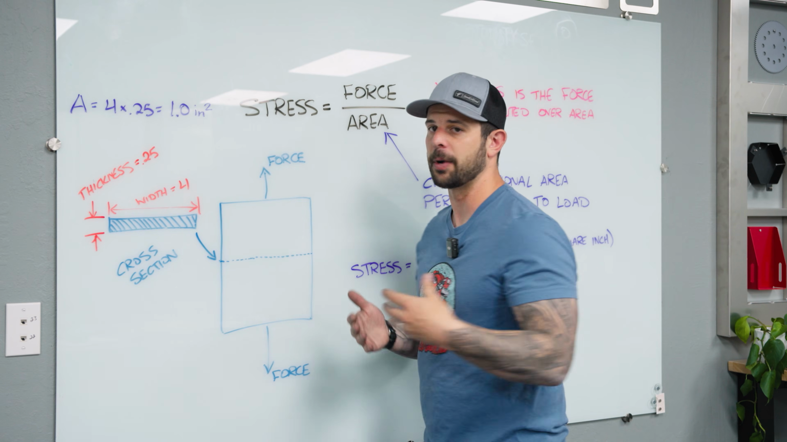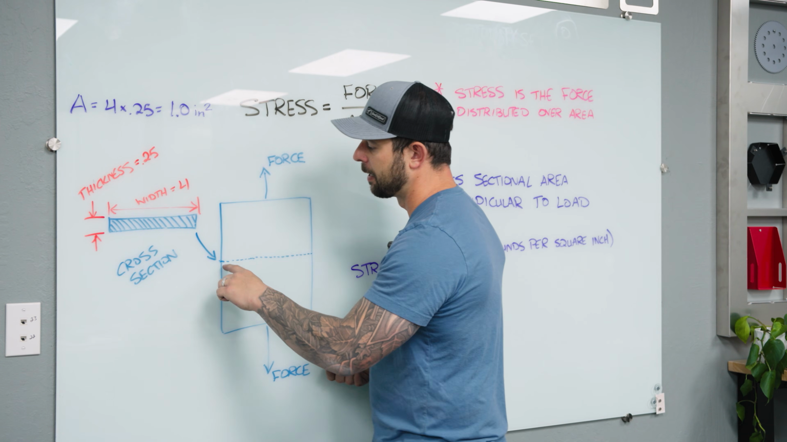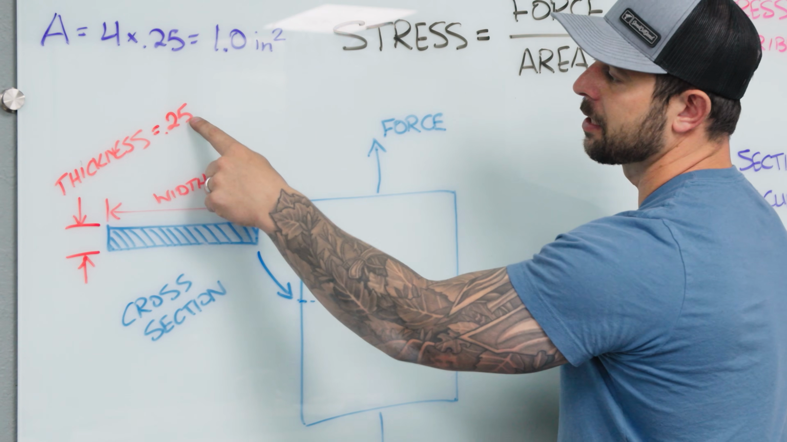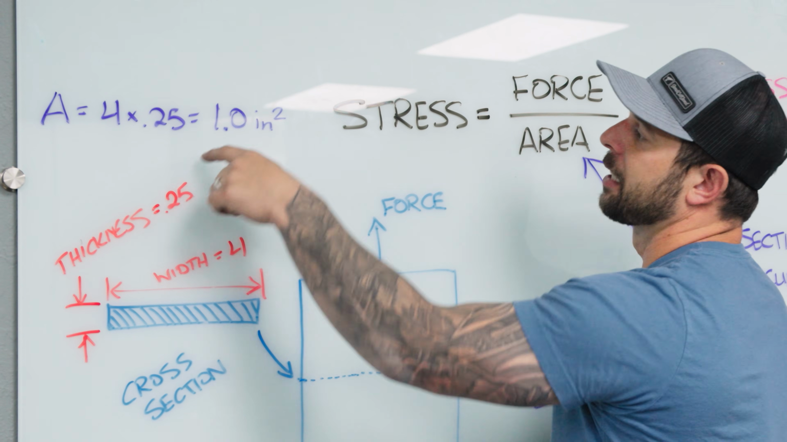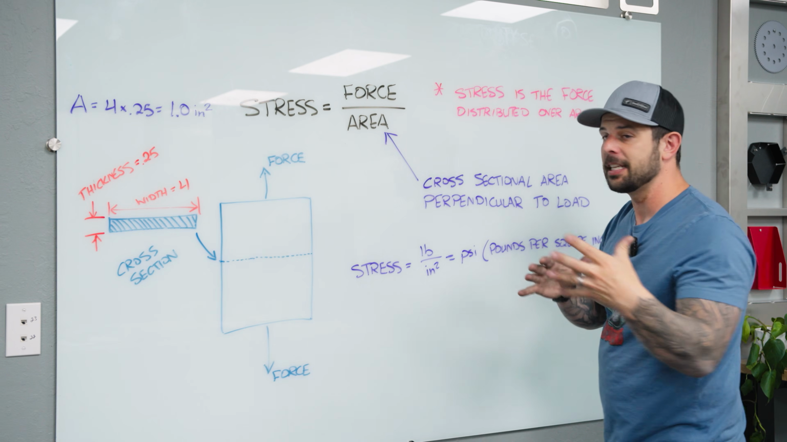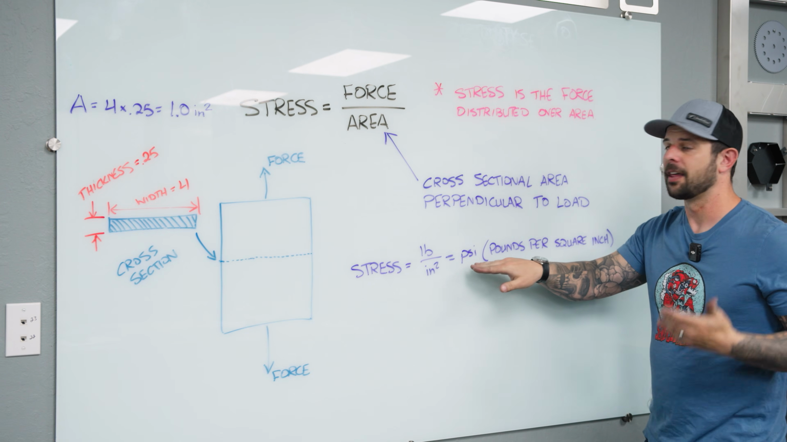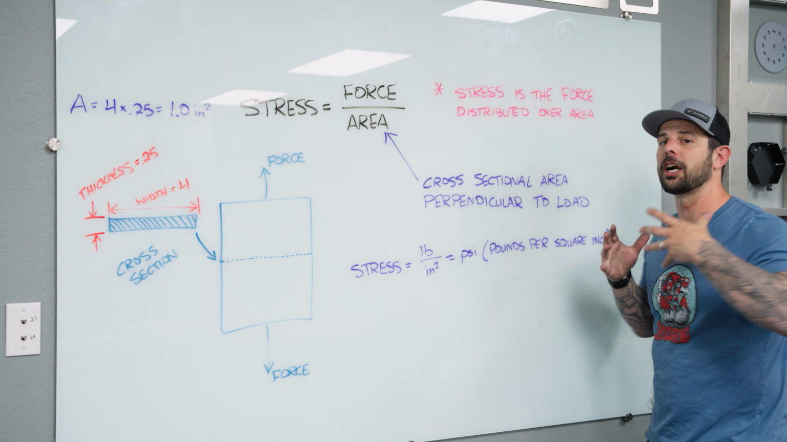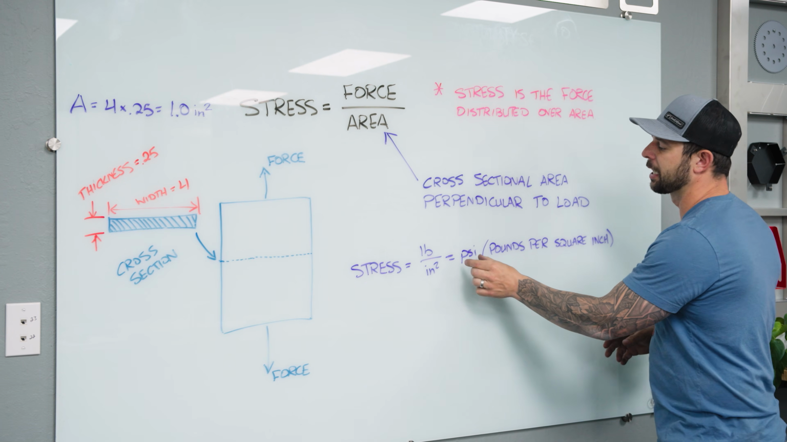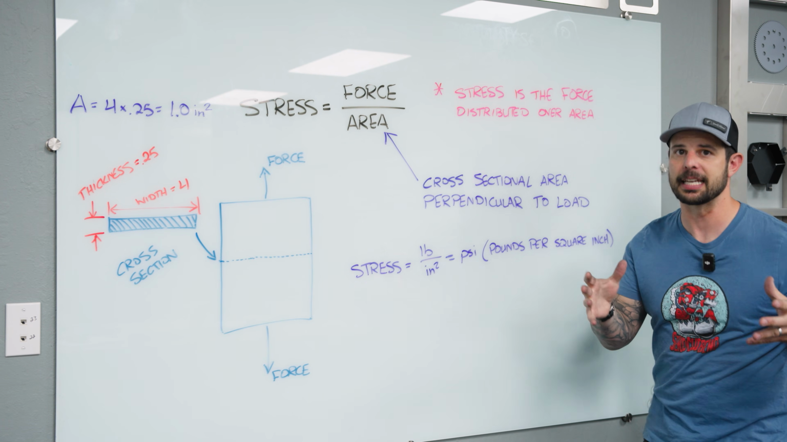However, we're using a square rectangle, so it can be taken at any point. Cutting that in half, looking at that cross section, we're going to see the thickness and the width. Multiplying those two together gives us the area which we're going to divide the force by. Now, this unit is always going to be the force per the square dimension of the unit that you're using. In imperial units, we're looking at pounds per square inch, or PSI.